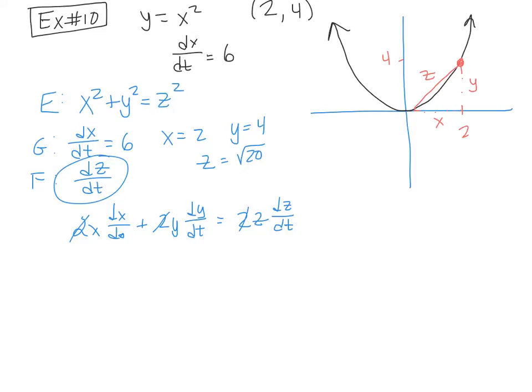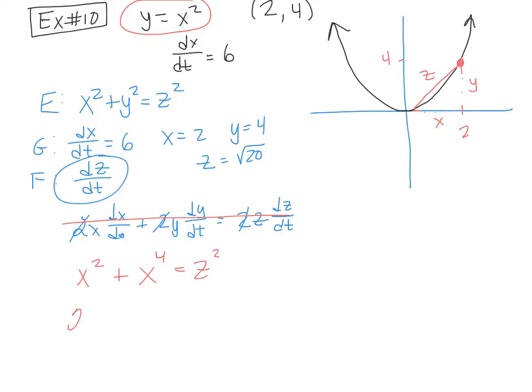Except I do have a relationship that's given to me in the problem. I do know that y is found by taking x squared. That y is x squared. So maybe if I could go back into my problem and eliminate the values of y and instead use all values of x and z, then I wouldn't have to worry about dy/dt. So let's pretend for a second I did not do this. And let's rewrite our initial equation as x squared plus y squared, where y is equal to x squared, so x to the 4th, equals z squared.